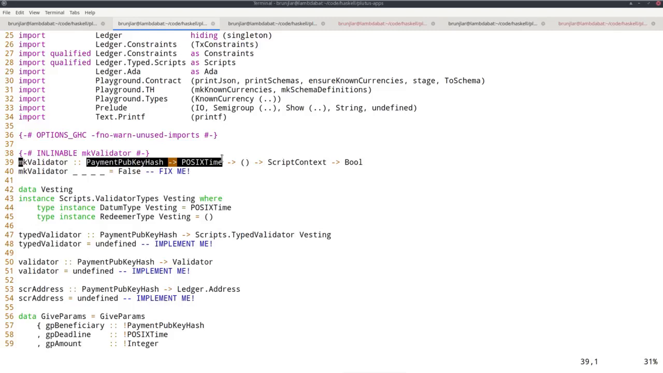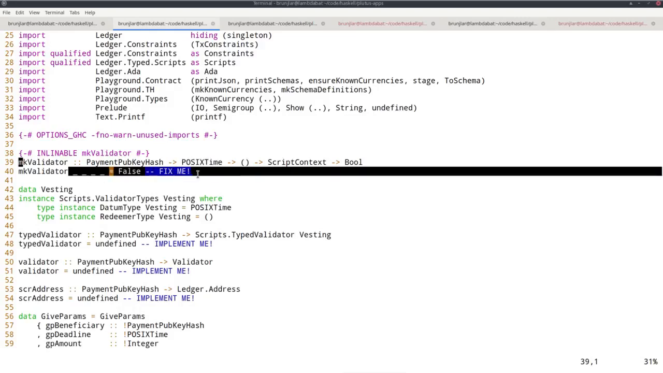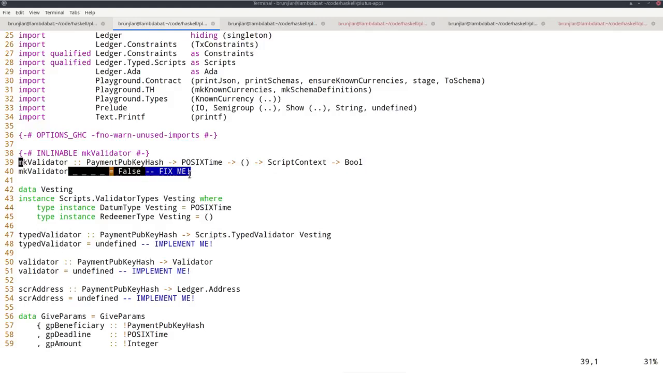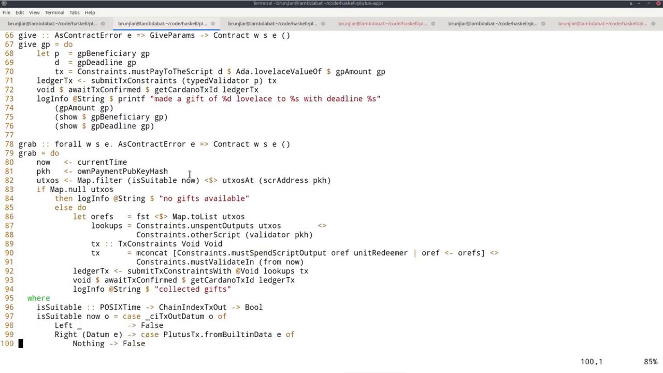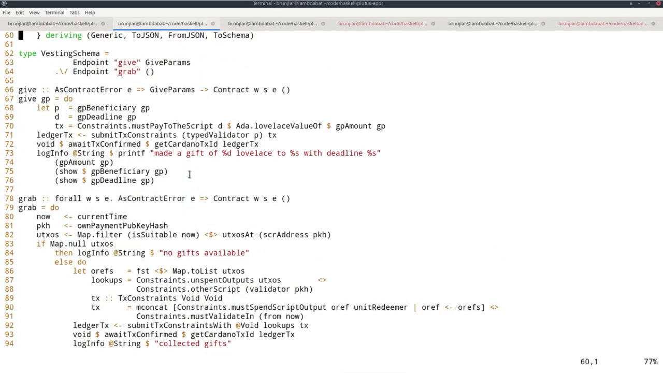So the signature of the make validator function will be like this. PubKeyHash is the parameter of the contract and deadline is the datum. So we split these two pieces of information into parameter and datum. Then you have to implement this. So the logic is the same, but now the data just comes from these two different sources. And then just write this boilerplate. And I adapted the wallet endpoints, the wallet contracts accordingly.